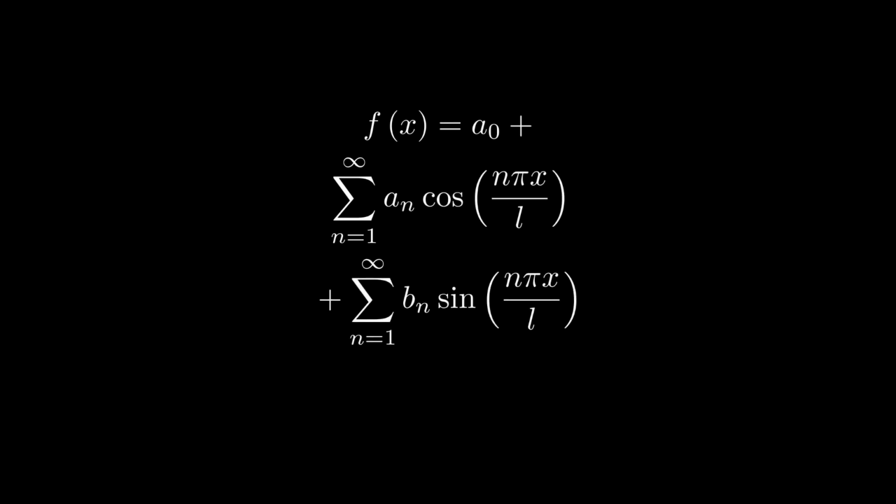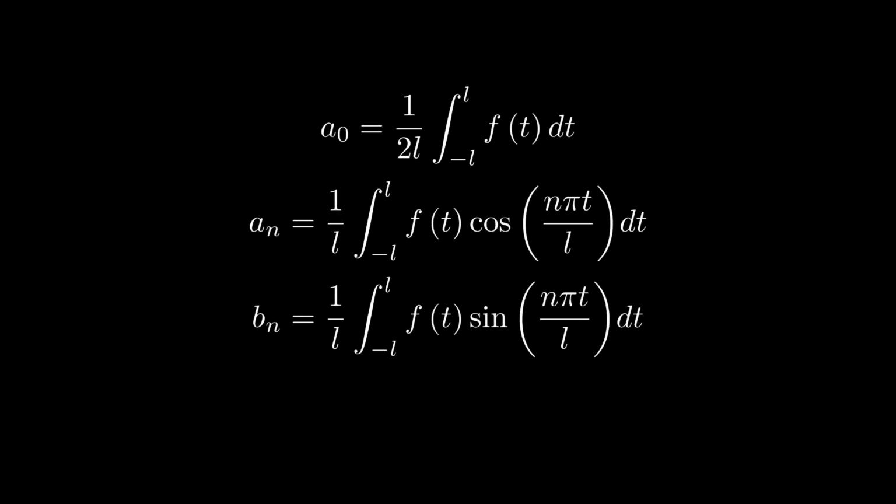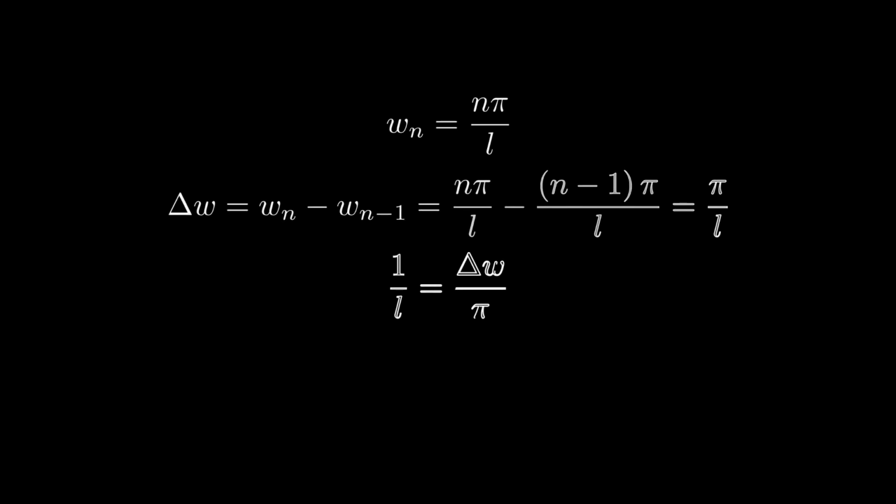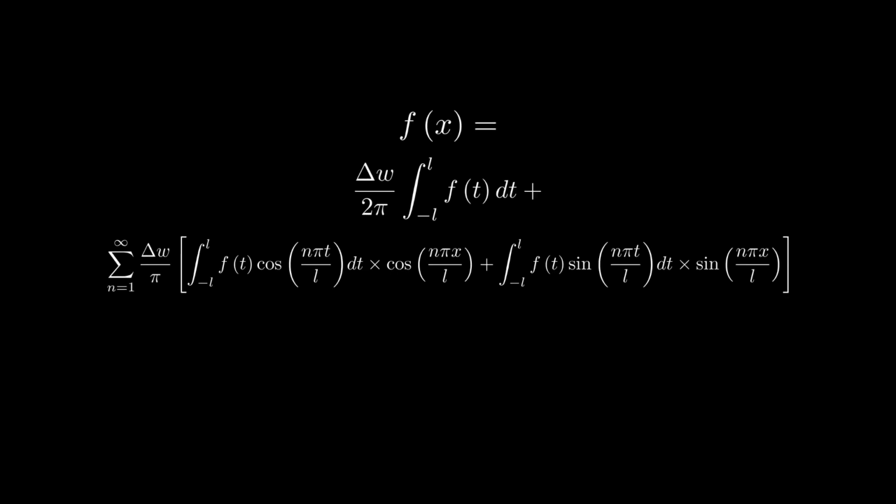Now this is the equation for the Fourier series, and this is the formula for its coefficients. Now let us define some terms. w1 is equal to n pi by L, delta w is equal to pi by L, and 1 by L is equal to delta w by pi. Now replace the coefficients in the formula into the Fourier series and substitute for 1 by L.